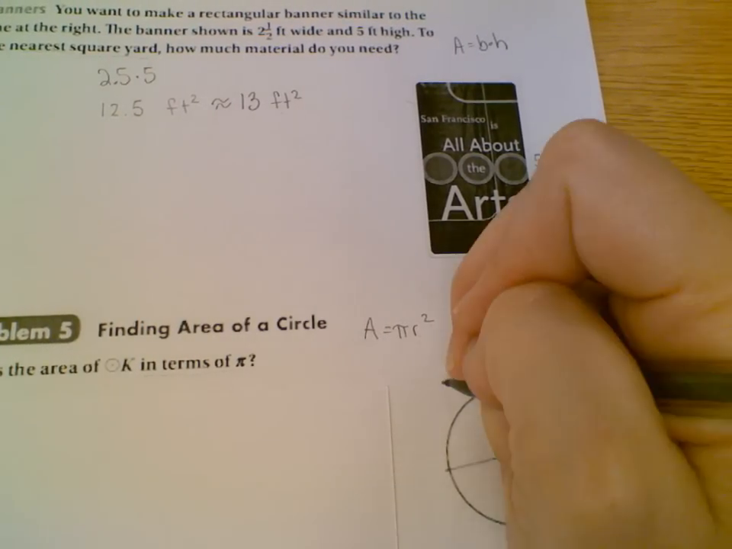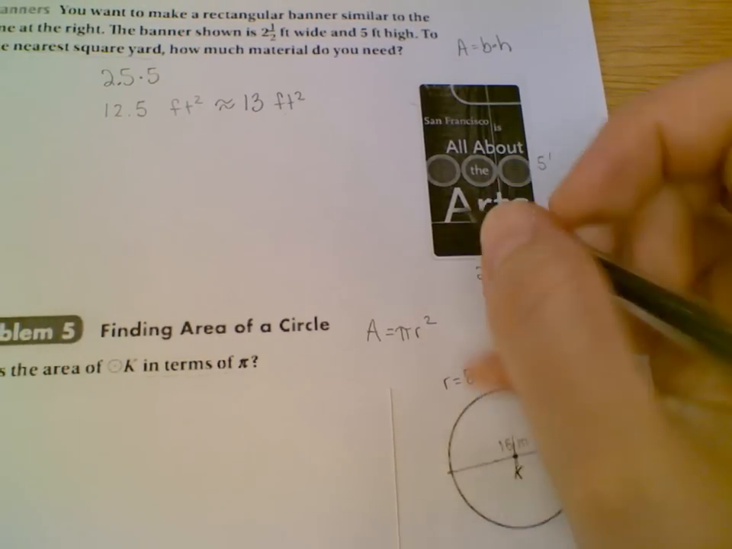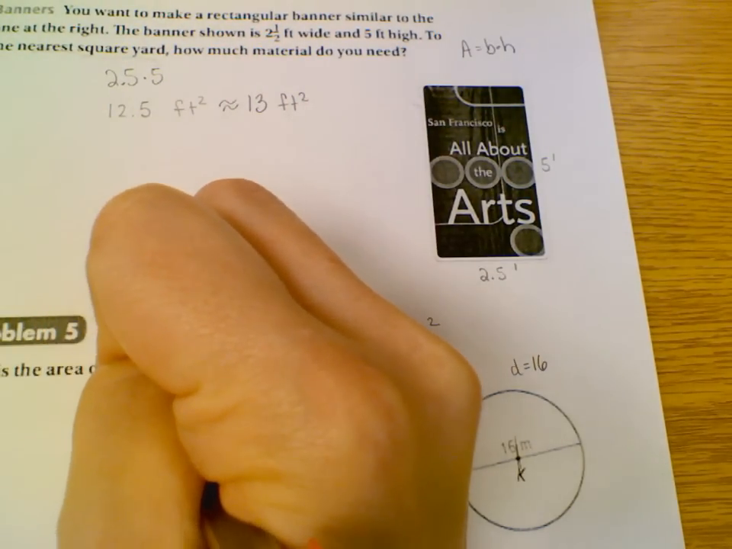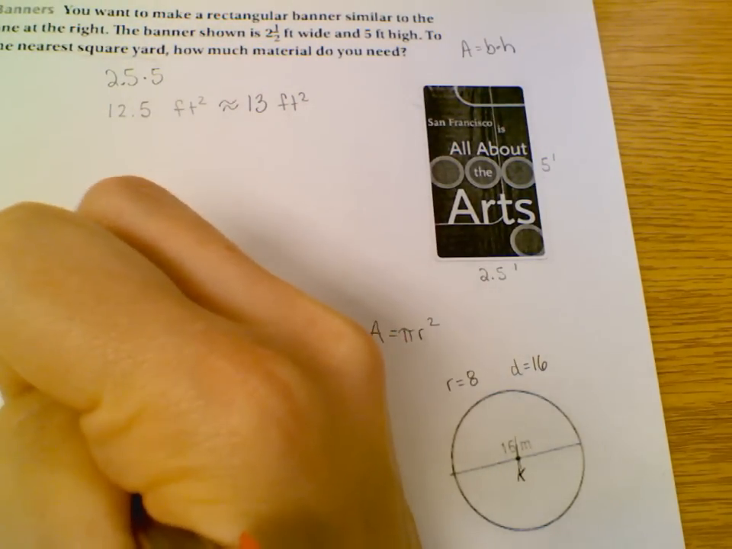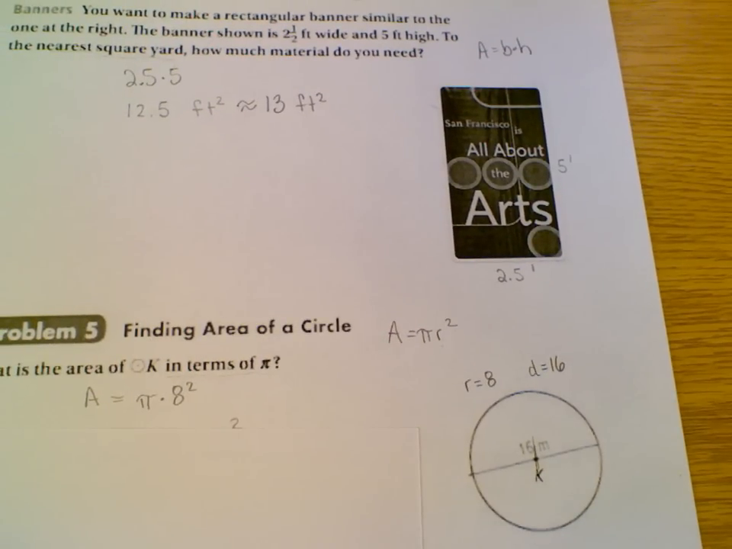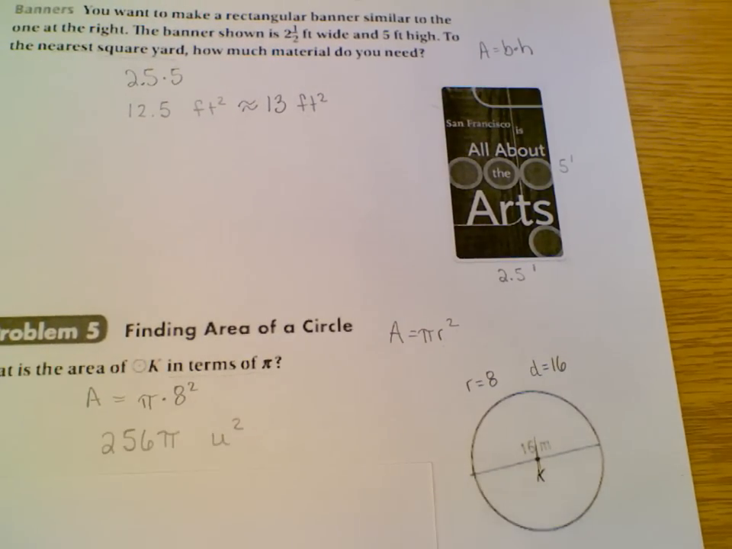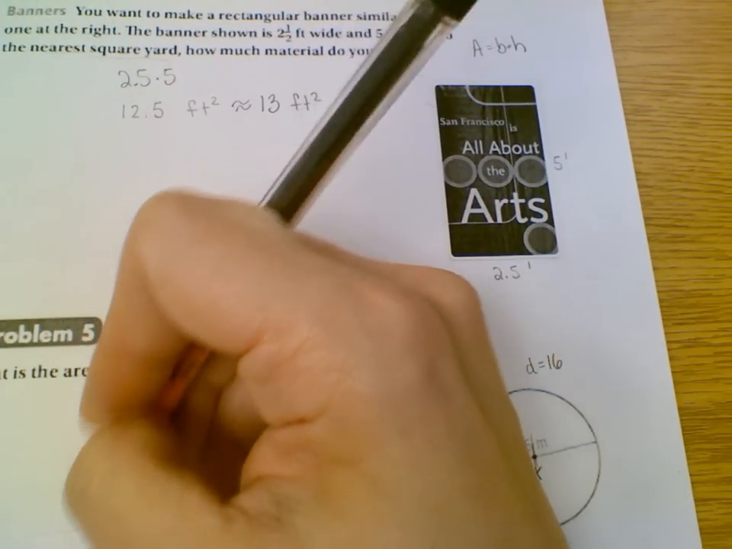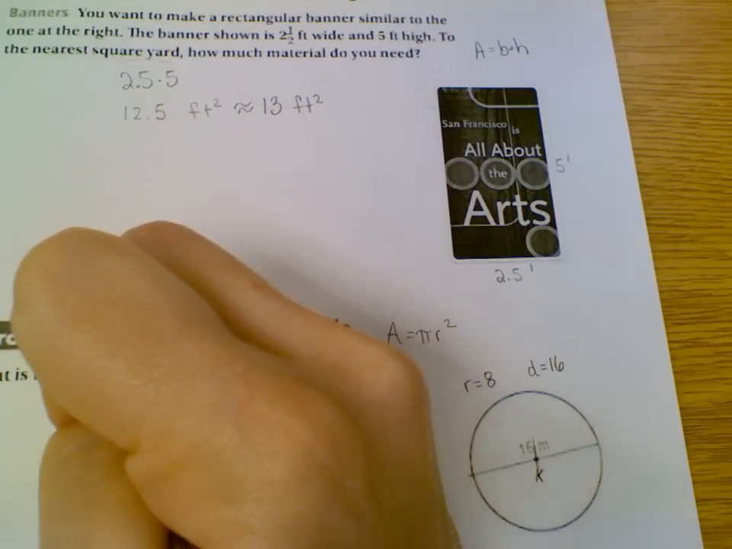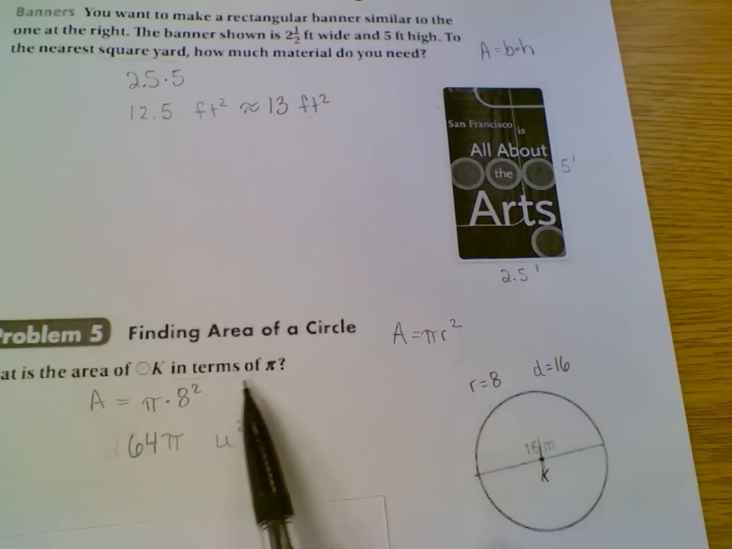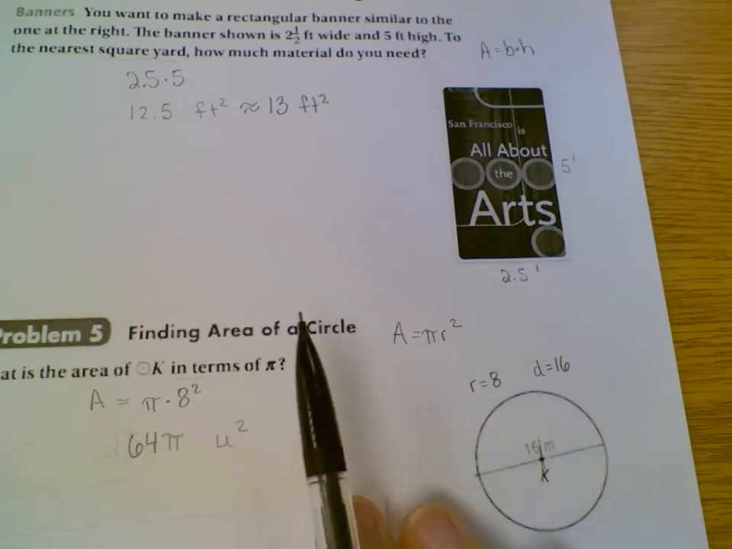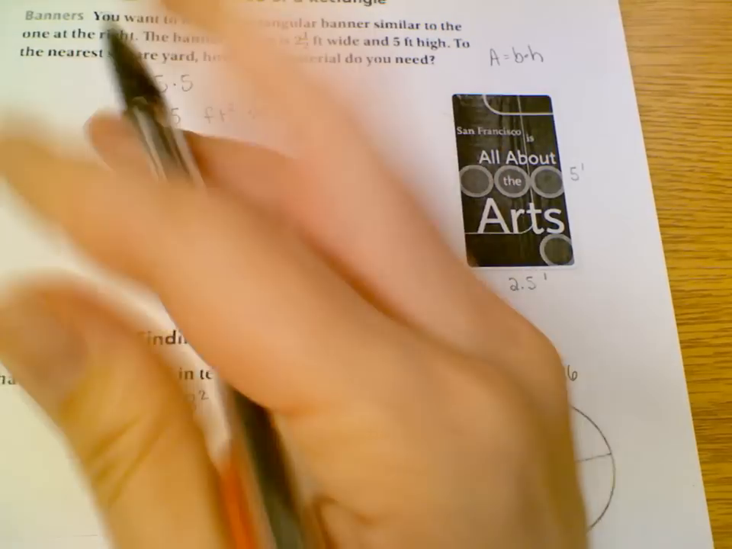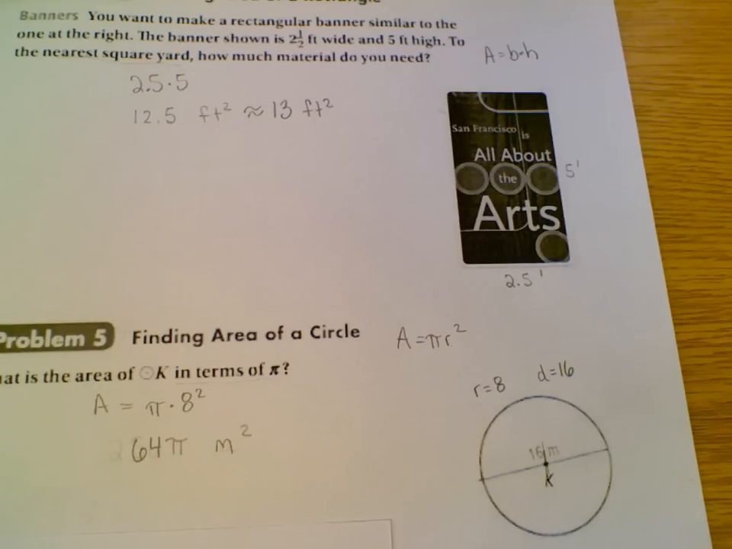So half of 16 would be 8. So I would plug 8 into my formula. So I would be doing pi times 8 squared to find the area, and then I just simplify. So 8 squared would be 64. And then since it wants it in terms of pi, I leave that symbol there and not multiply. They do give me a label here which is meters, so I would label it with meters squared.